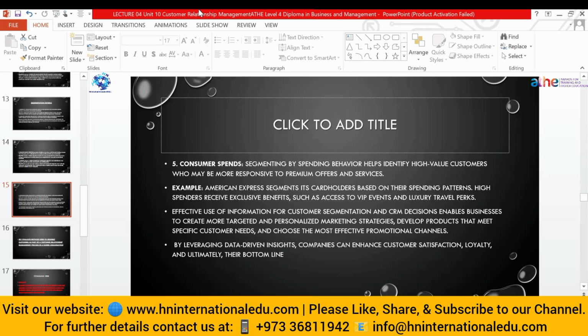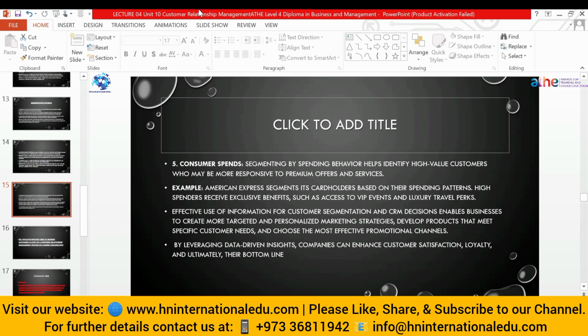For example, American Express segments its cardholders based on their spending patterns. High spenders receive exclusive benefits such as access to VIP events and luxury travel perks. And this is true with banks as well. With Mastercard, the Platinum card and Gold card have different benefits attached. Like, I have a card for Allied, and whenever I go to Marriott or Serena, they offer me 50% off whatever I order. So this is a privilege given on the cards.